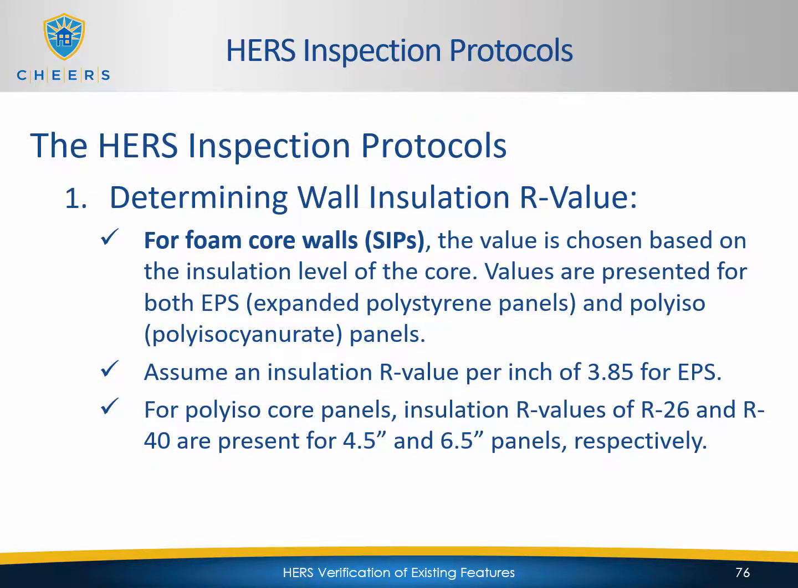If you have foam core walls or SIPs, the value is chosen based on the insulation level of the core. Values are presented for both EPS, which is expanded polystyrene panels, and polyiso panels, which is polyisocyanurate. Assume an insulation R value per inch of 3.85 for EPS. For polyiso core panels, the insulation R values R26 and R40 are present for 4.5 inch and 6.5 inch panels, respectively.